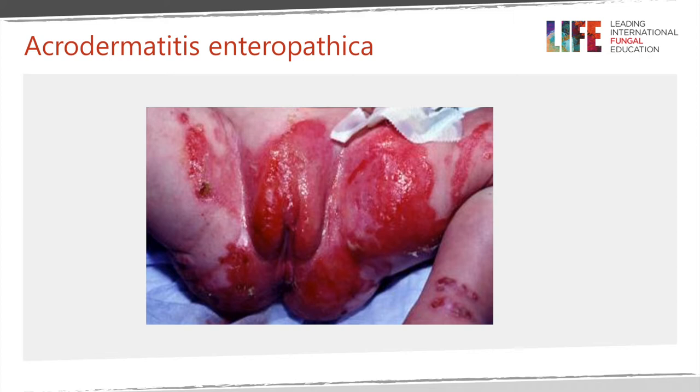It would also be prudent to do a biopsy at this point or to take a specimen for mycology culture or for microscopy, because if you find Candida, it doesn't tell you much because Candida could be a commensal, but if you don't find it, then you think more of other alternative diagnoses.